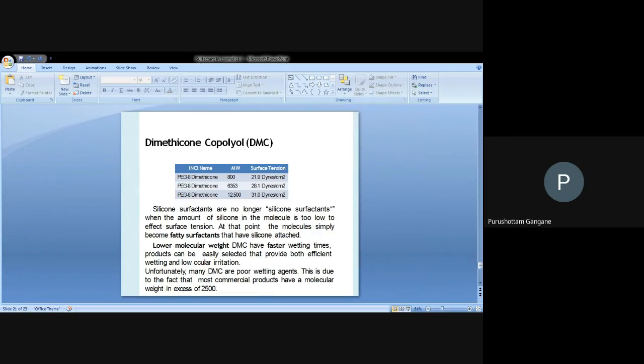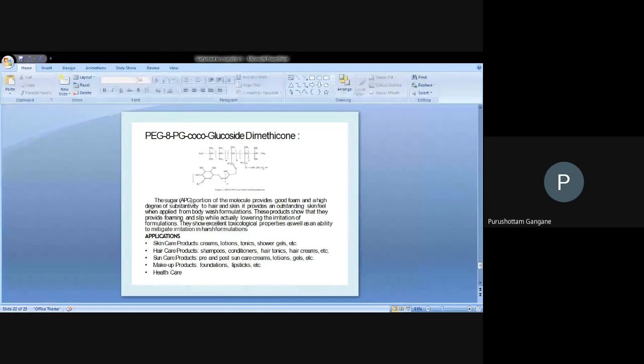PEG-8 PG coco glucoside dimethicone is another derivative of the dimethicone. It is a silicone surfactant. It is mostly used in skincare products like creams, lotions, tonics, and shower gels. It is also used in shampoos, conditioners, hair tonics, hair creams, in sunscreen products, and in lipsticks and healthcare. So it is versatile.